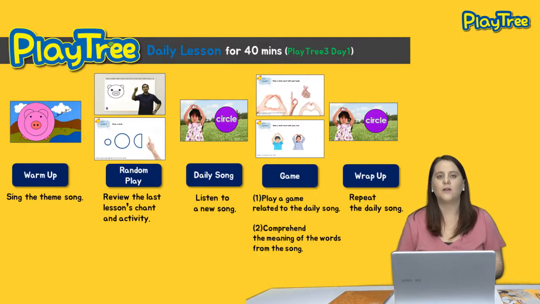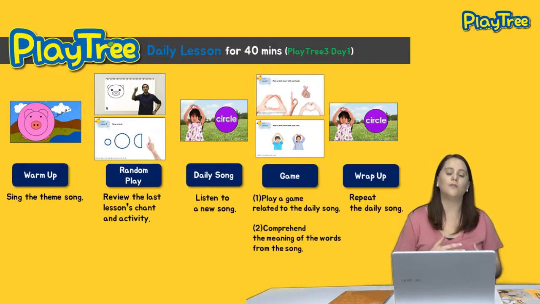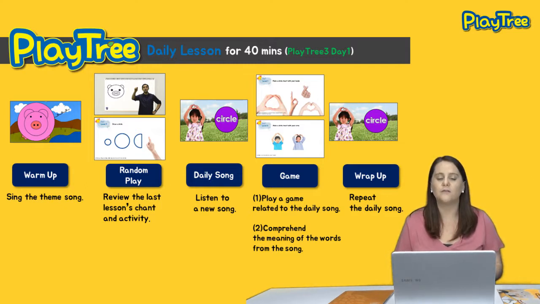Now let's take a look at a daily lesson plan for a PlayTree class. Daily lessons for PlayTree are 40-minute long classes. And like I mentioned earlier, when we were going through the various days, we mostly focus on the highlight. But as you can see here, there's a lot more to a PlayTree class.